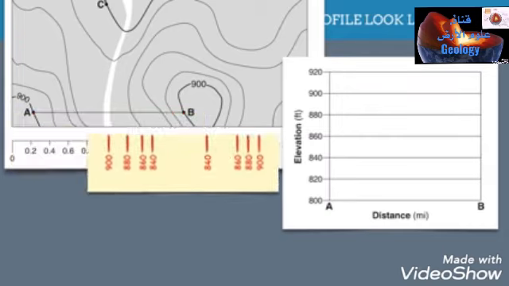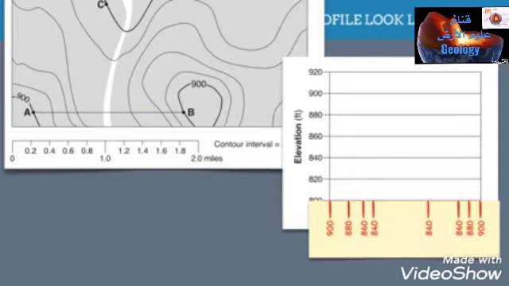Now that I've done this, I can take my scrap paper and move it over to the bottom of my graph. And we're going to go ahead and plot points for each of these elevations. For example, here, 900, 880, 860, 840, 840, 860, 880, 900. And now all I need to do is connect these dots with a smooth curving line, and I've done it. This is a profile view of that valley.